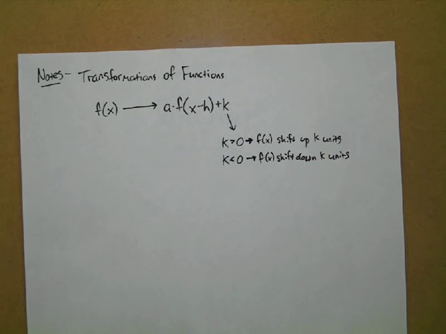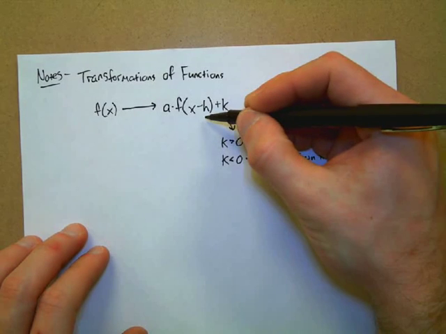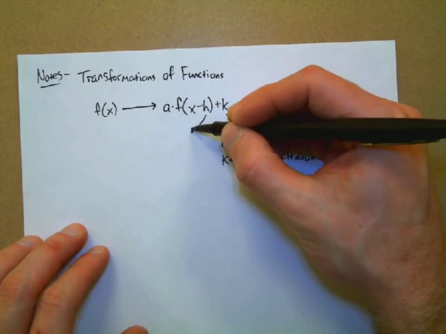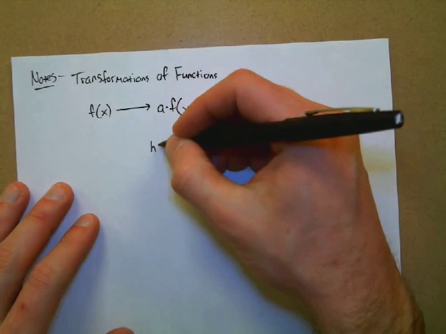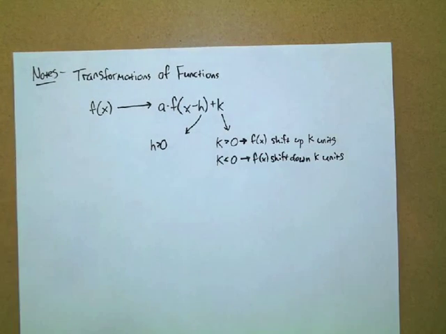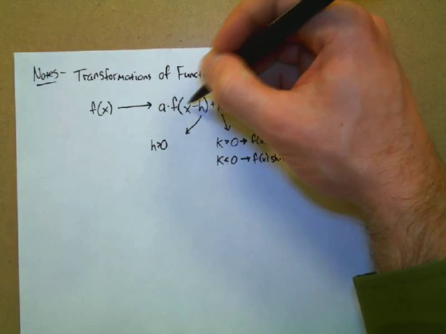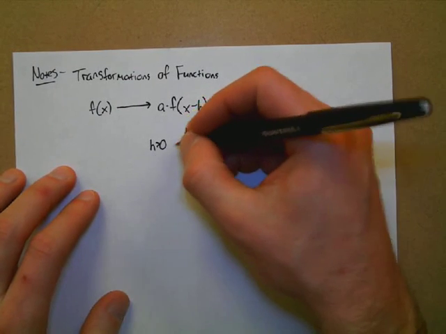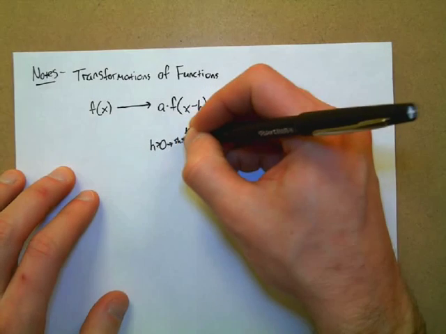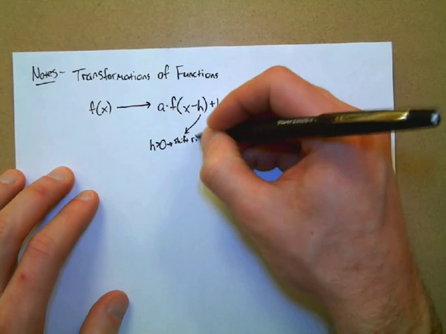Okay, great. So that's what that plus k at the end, on the outside of the function, does: it's going to shift it up or down k units, depending on whether k is positive or negative. So this next one right here, the h, I'm going to draw over here. So x minus h. If h is greater than 0, so it's like x minus a positive number, that means we're going to shift right h units.